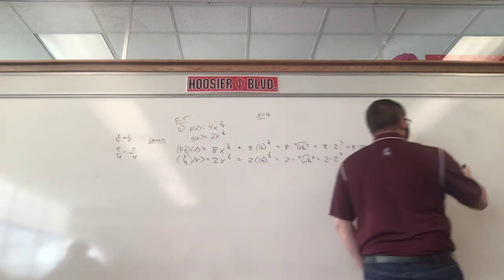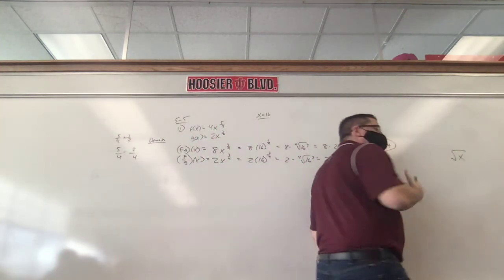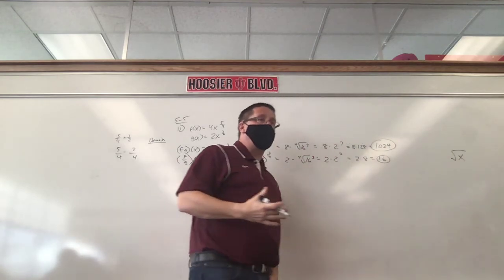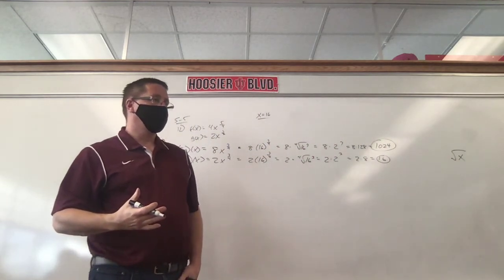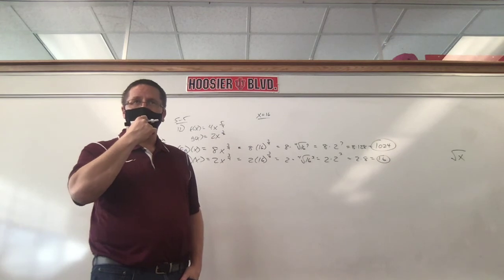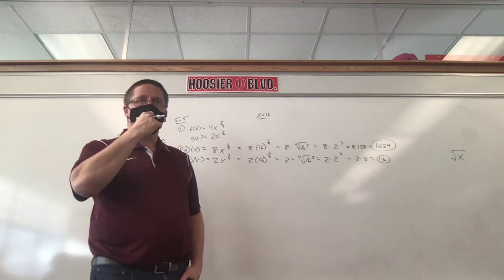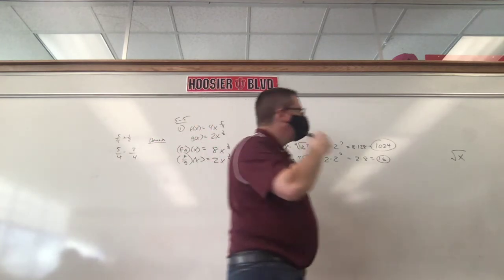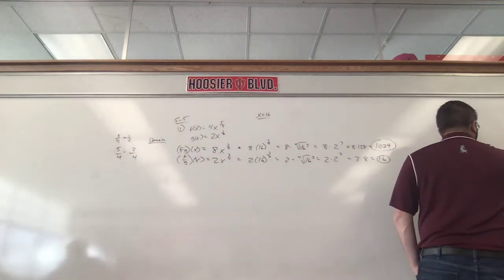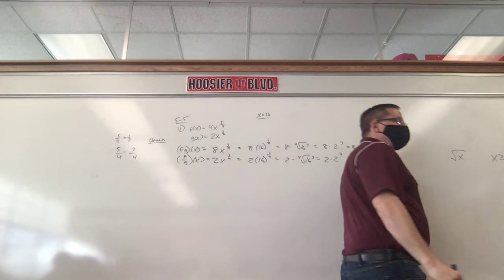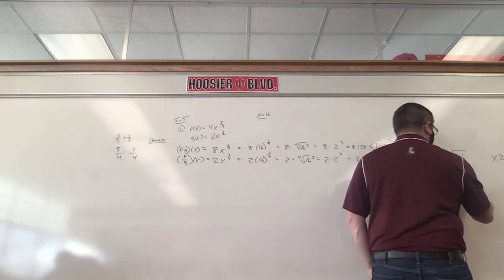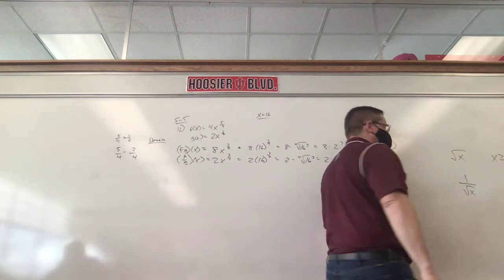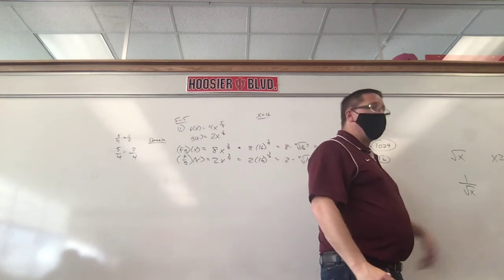If I gave you radical x, the square root of x, can I plug in whatever I want for x? Can I take the square root of any number or not? No, you can't take the square root of negatives. Can I take the square root of 0? Sure. So in this case, I have to plug in numbers bigger than or equal to 0. But what if I gave you 1 over radical x, okay?